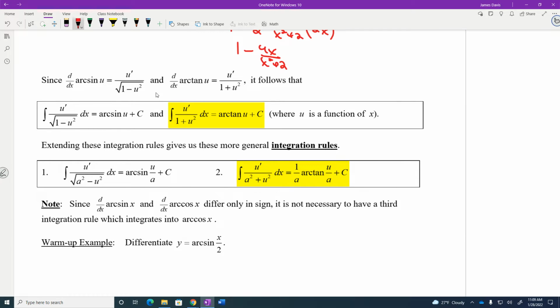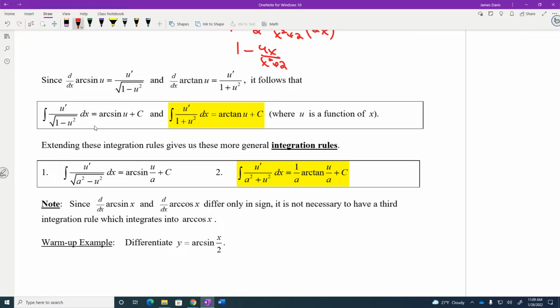So anyhow, here are your derivative formulas. If you remember back when we did that, the derivative of the inverse sine, the arcsine, is u prime over the square root of 1 minus u squared, and then arctan is u prime over 1 plus u squared. The integrals are written here. It's just kind of the opposite, right? Taking the integral of this, you end up with the arcsine. Integral of this, you end up with the arctan.